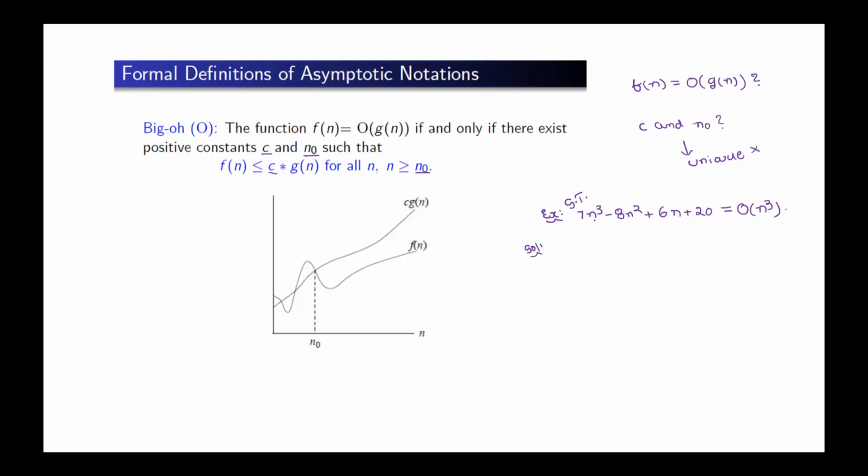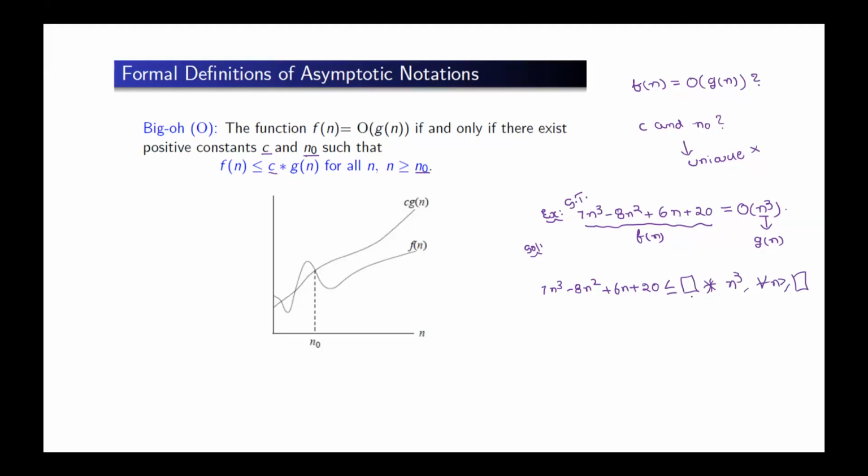So let us consider the left-hand side as f of n and this as g of n. Somehow we need to show that 7n cube minus 8n square plus 6n plus 20 is less than or equal to some constant into n cube for all n greater than or equal to some constant. Is that okay? Now tell me how to find the constant here.